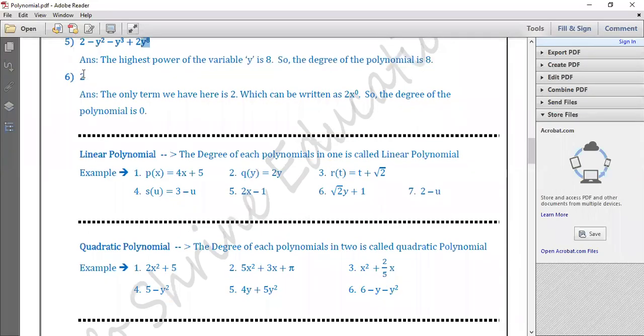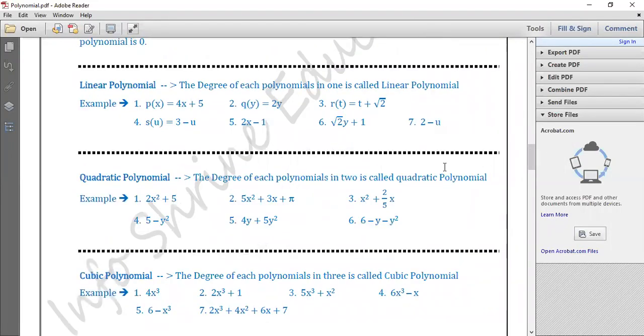And sixth one, only one term is given, it is 2. As I told you earlier, if no variable is written, we can write it as x power 0. It can be written as 2x power 0. So the highest power we have is 0. So the degree of the polynomial here is 0. Okay. Now coming to the next point. Now we have linear polynomial, quadratic polynomial, and cubic polynomial.